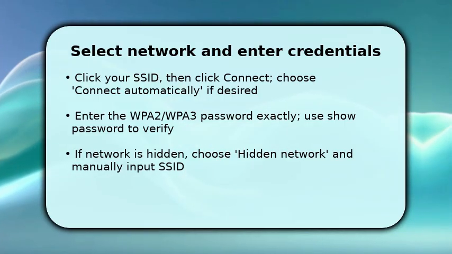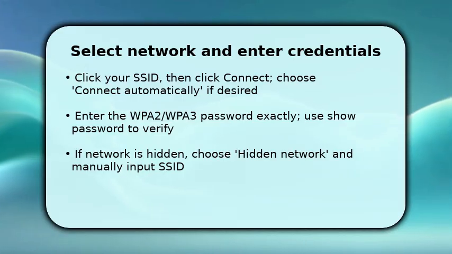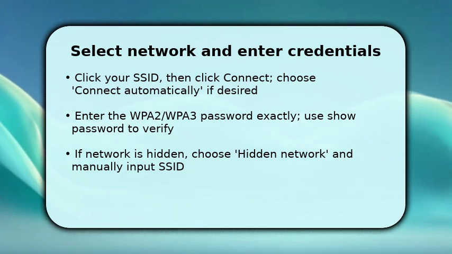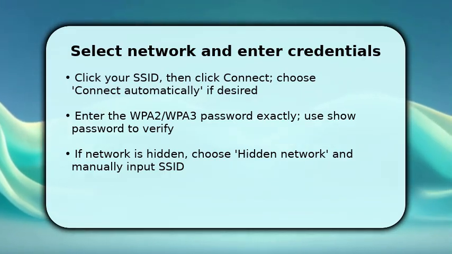After submitting, Windows negotiates authentication and assigns an IP via DHCP. Wait a few seconds for the connection to establish and for the network status to change to connected. You finish by verifying connectivity. Open Settings, go to Network and Internet, and check status for an active connection and internet access.